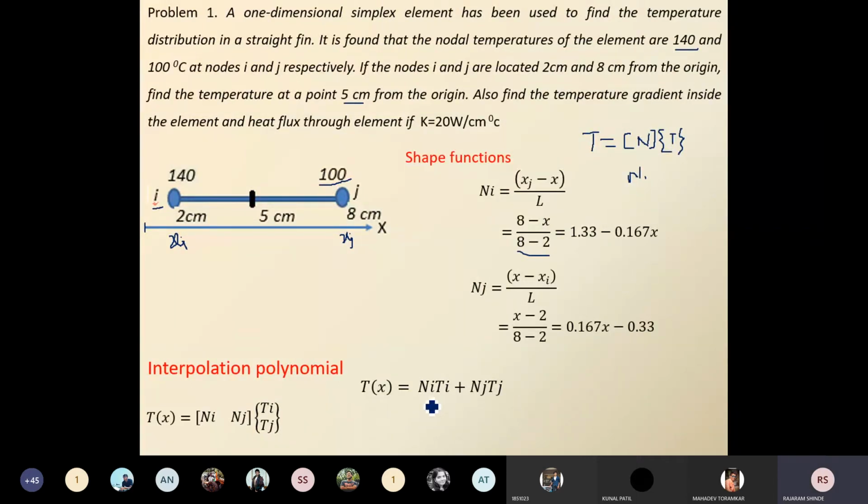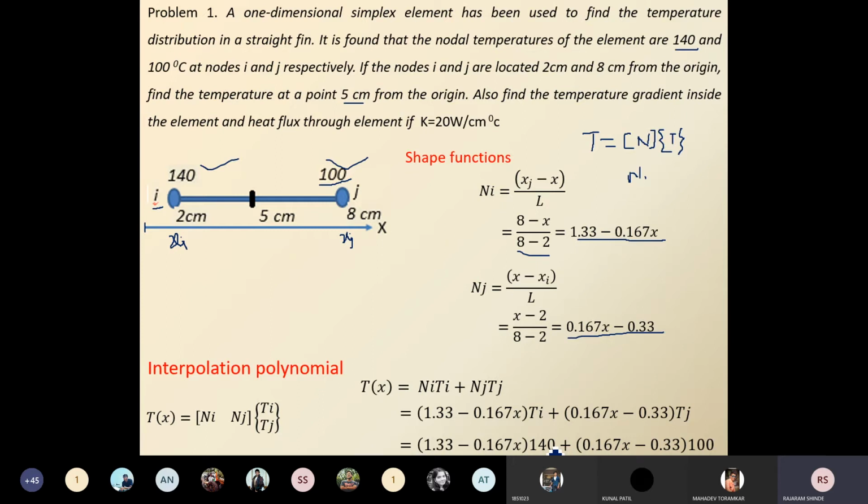Now you put the values of Ni and Nj here and Ti and Tj here. Ti is your 140, Tj is 100. Ni is 1.33 minus 0.167x, Nj is 0.167x minus 0.33. So you will get this equation. You can see here, here you will get this equation. Is it correct? You check it.